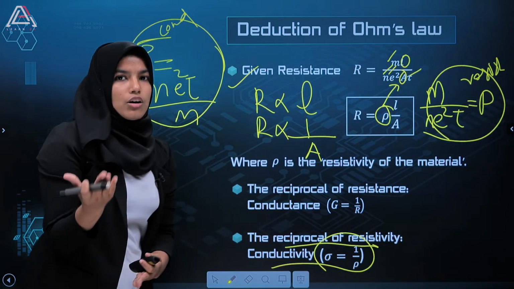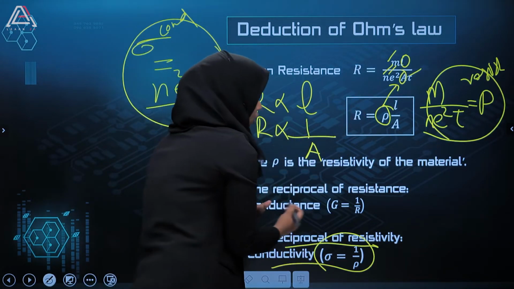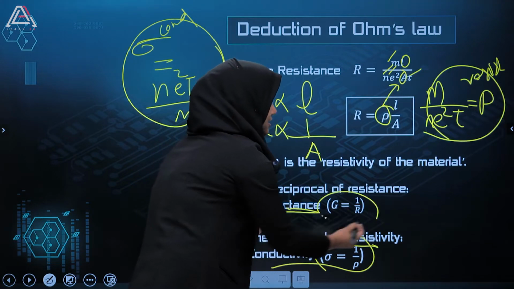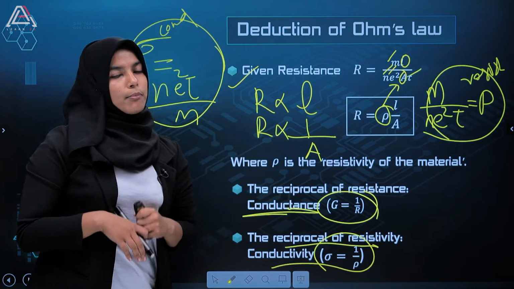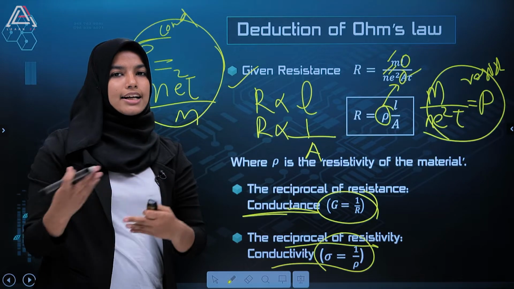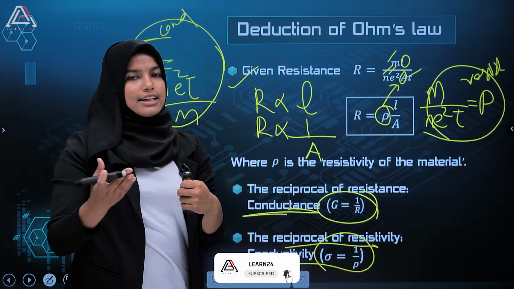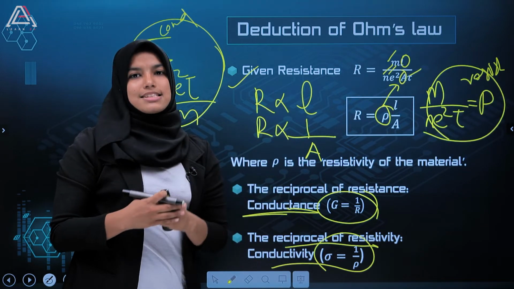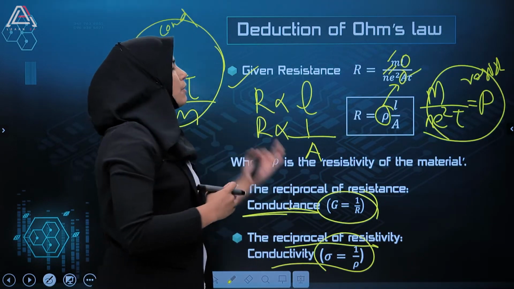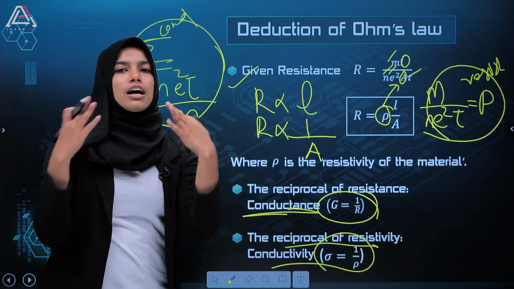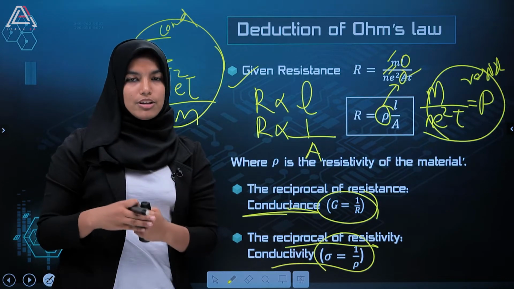Similarly, the reciprocal of resistance is called conductance, which is G equal to 1 by R. So the higher the conductance, the lower the resistance of a material. The higher the conductivity, the lower its resistivity. So that's about how we deduce Ohm's law from drift velocity.